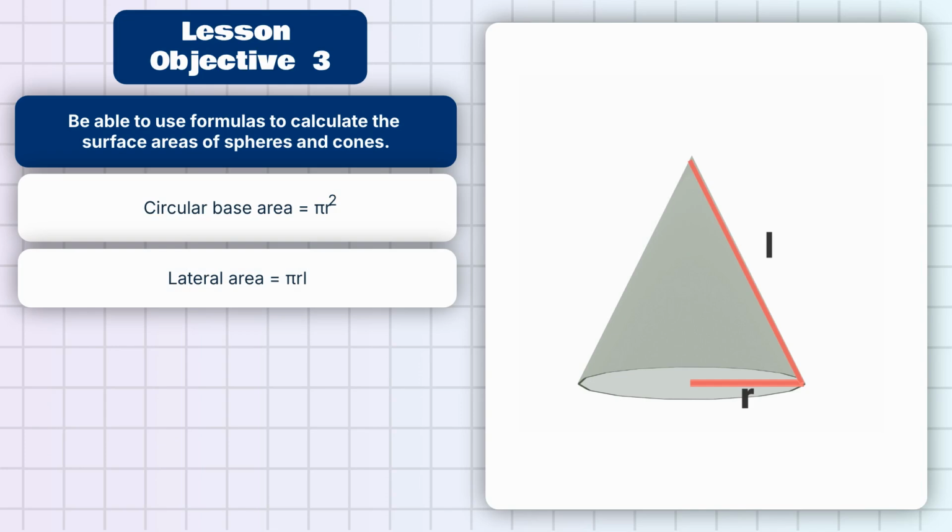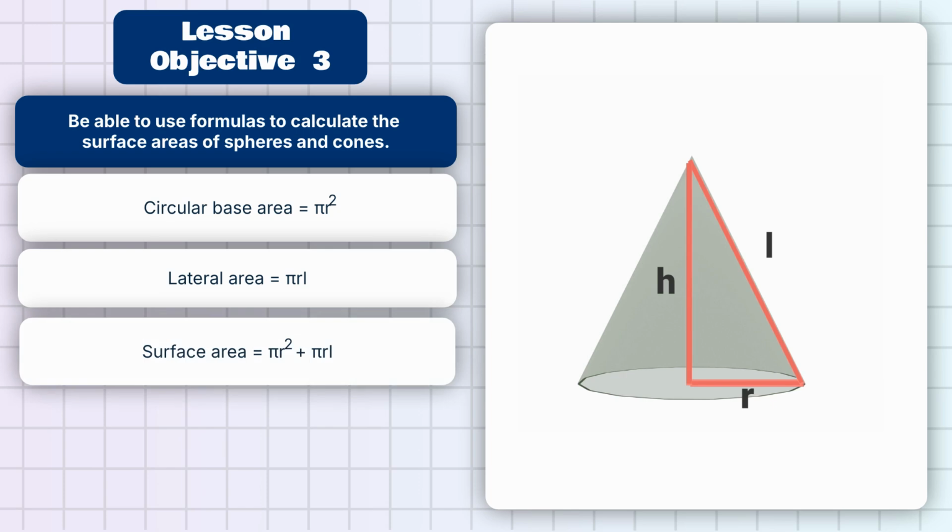Note that the slant height L is not the same as the height H. If in an exam you were given H, you would need to use Pythagoras' theorem to find L, so make sure you are careful with this distinction. The derivation of this equation is not something you need to know for your exam, but is relatively straightforward. We will not go through it here, but you can research it if interested. Combining the two areas, the formula for the surface area of a cone is pi r squared plus pi rl, where r is the radius and L is the slant height.